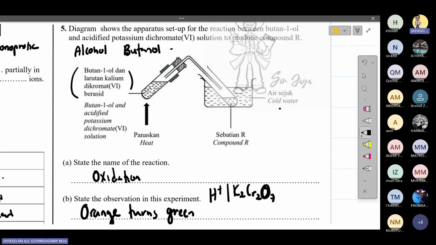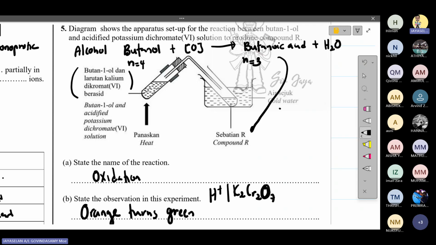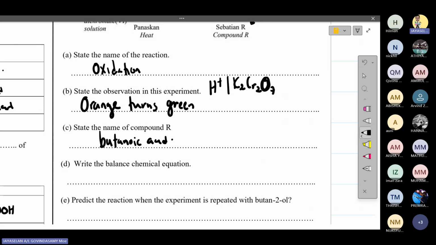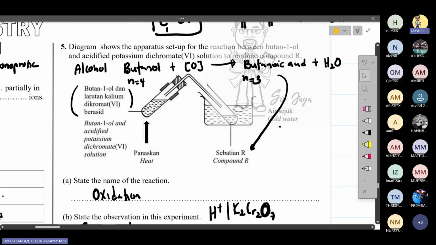Butanol undergoes oxidation. What compound will you get? Butanoic acid plus water. You do the equation like this. This is N4, this is N3, minus one. Understand? So what is the name of compound R? Butanoic acid. So you put butanoic acid here, and you already get 1 mark. Any question? No question. Okay, next one.